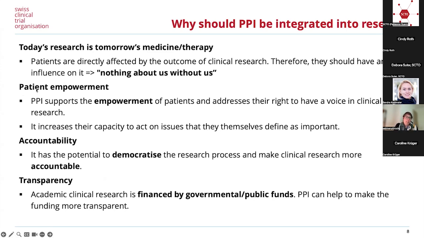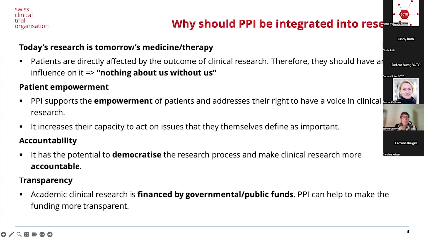It can also increase patient empowerment, because PPI supports the empowerment of patients and addresses their right to have a voice in clinical research. It will increase their capacity to act on issues that they themselves find important or define as important.